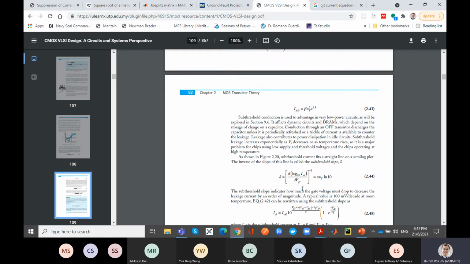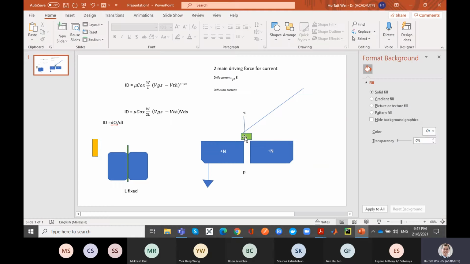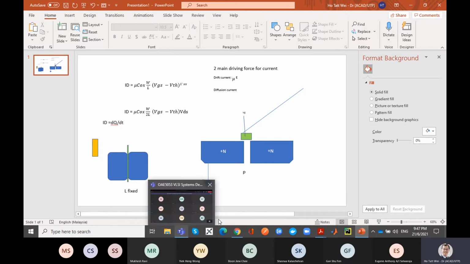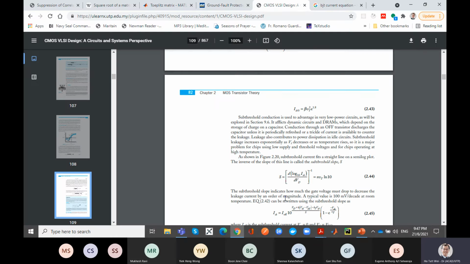And you represent that by this. This is called the subthreshold slope. Basically, it's the slope of the leakage current over VGS. VGS, as I mentioned, is this voltage here, right? Because this voltage is slightly turning on your bipolar junction transistor. Did that help, Eugene?